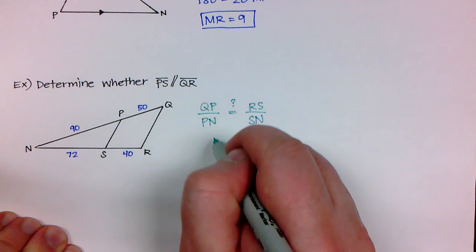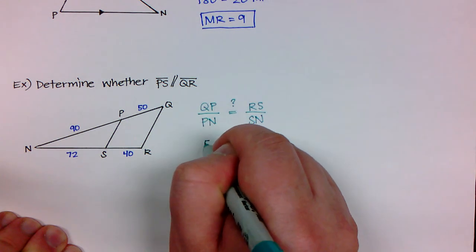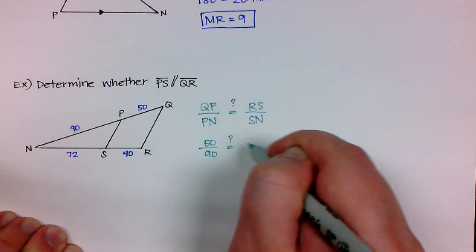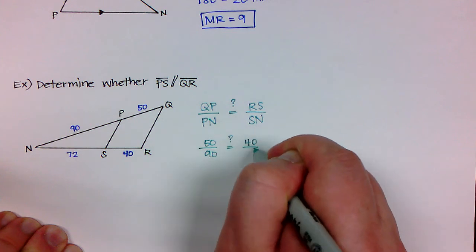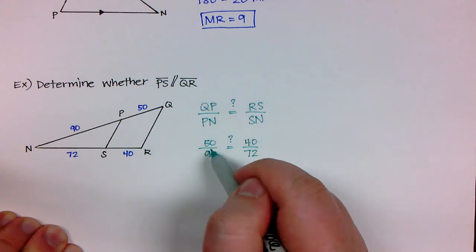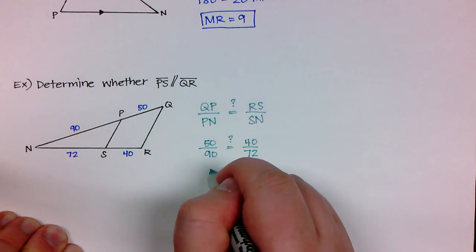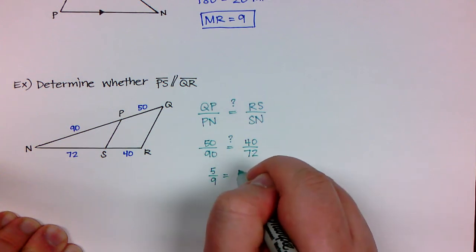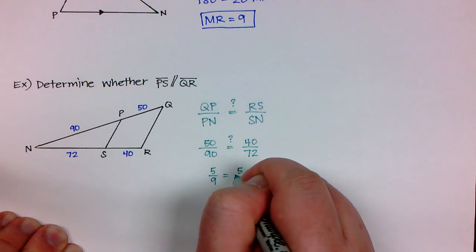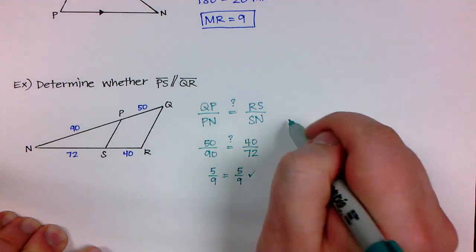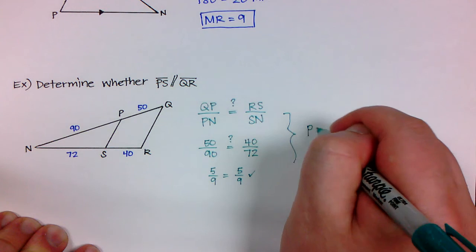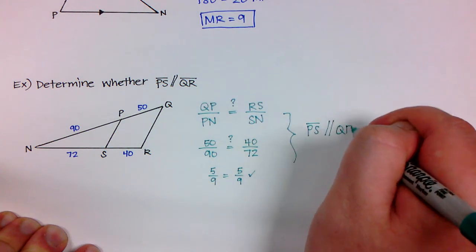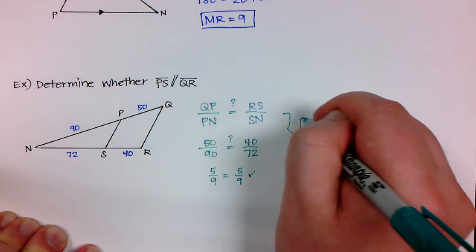It's really important that you write these in the correct order and you don't mix them up. So now I'm just going to fill in what I know. So QP is 50 over 90. And is that the same as 40 over 72? Well, on this side, I can divide both of them by 10, so I'm going to get 5/9. And this side, I can divide them both by 8, and I'm going to get 5/9 as well. So because of that, yes, PS is parallel to QR. And I'm done.